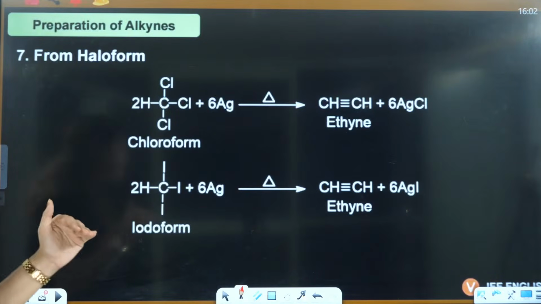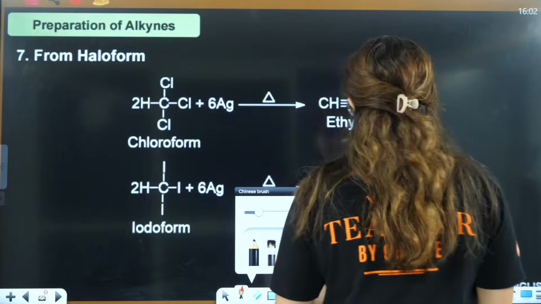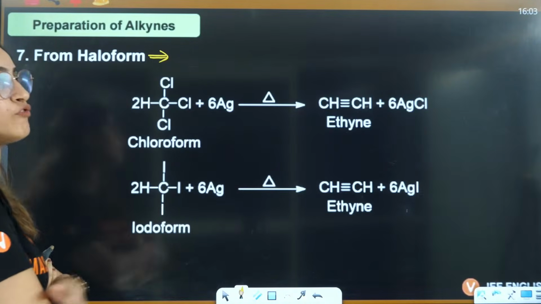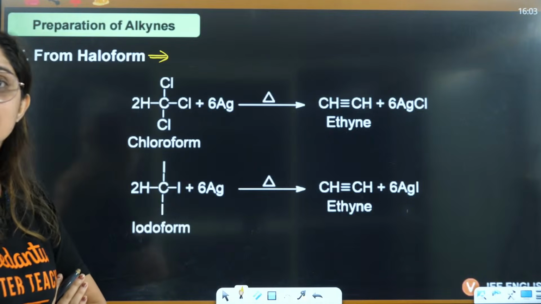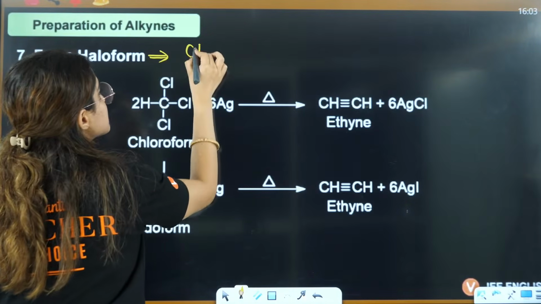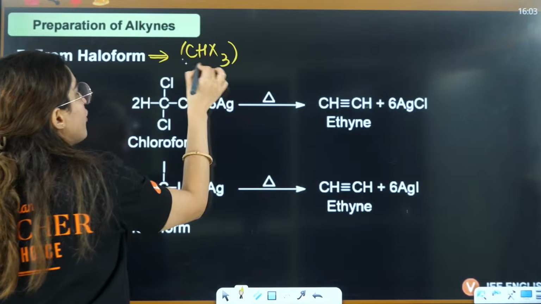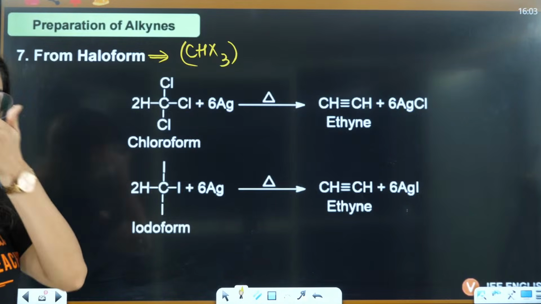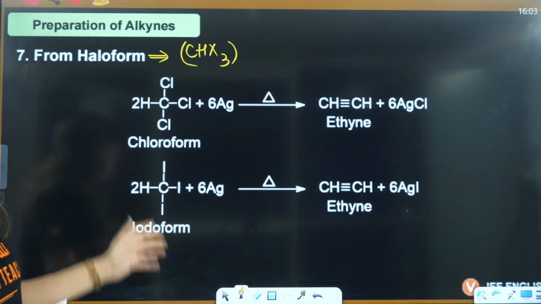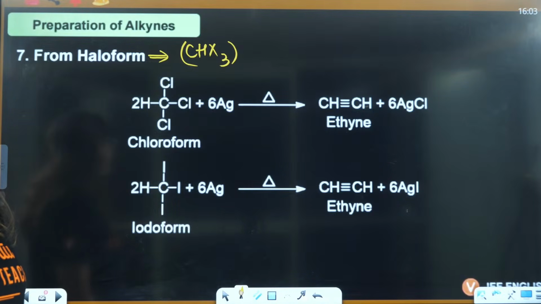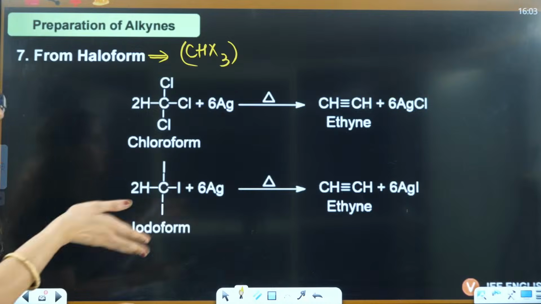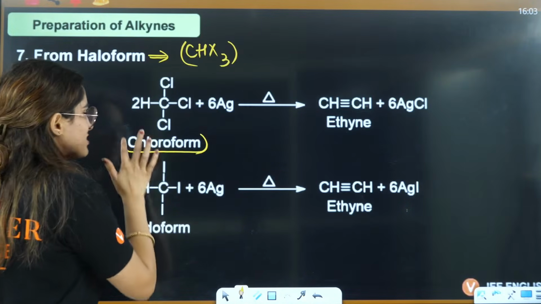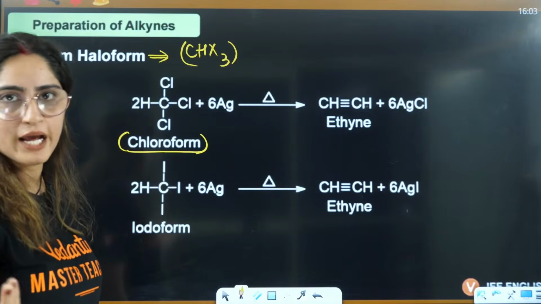Okay. The last reaction of today, right, that is from haloform. What is haloform? CHX3, that is haloform. Now let's say this X is chlorine, that is called chloroform. Do you remember this? In every other serial it is happening. There is chloroform, right? And the kidnapper will kidnap you, right? So we will study more about chloroform in haloalkanes and haloarenes.